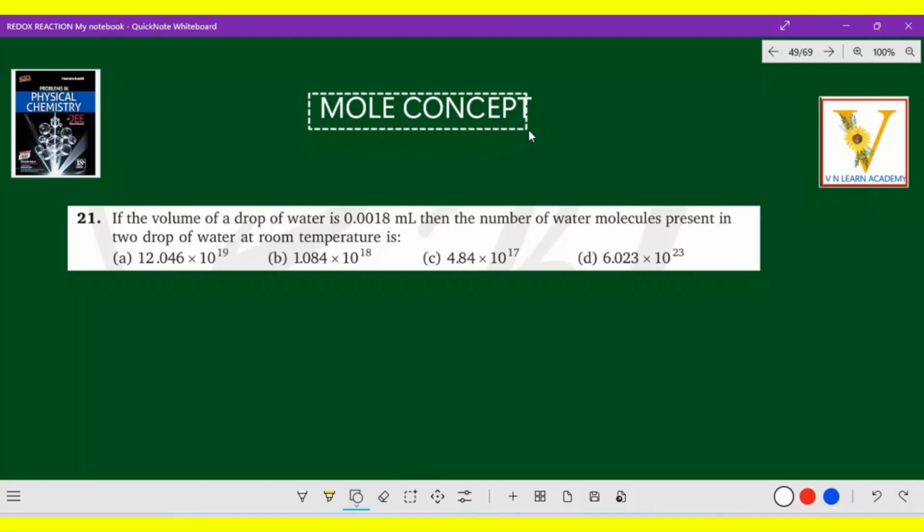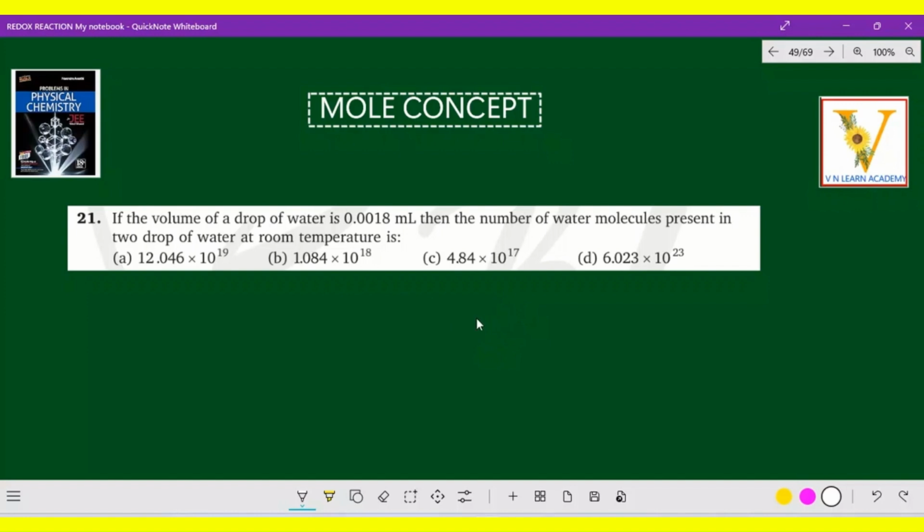Here, if the volume of a drop of water is 0.0018 ml, then what is the number of water molecules present in 2 drops of water at room temperature? This is very simple, interesting and important also. While looking at such kind of questions, there are 3 steps you have to follow to find the answer.